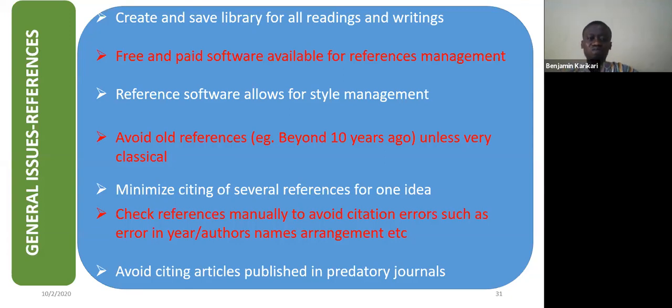Also, check references manually to avoid citation errors, such as errors in year and then author's name. At times, with some software, if you are just copying outright or just clicking citation from online, you may end up citing Benjamin Kakari instead of Kakari 2019. You may cite it as Benjamin 2019. They are 2 different names because all my publications go with my surname. So we need to also cross-check manually.